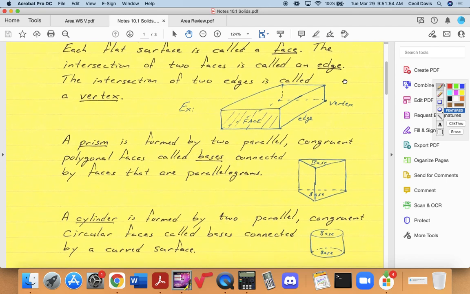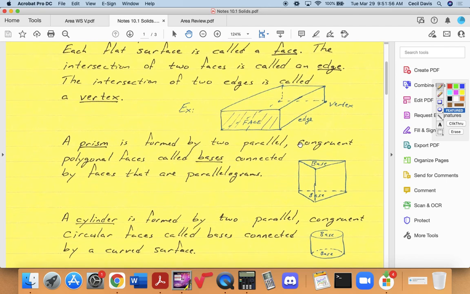So here's a picture of a pretty simple rectangular solid. Each of these rectangles is a face, right? You can touch that. You can put your hand along it. That's a face. Where two faces meet is an edge, and where two edges meet is a vertex. So face, edge, vertex. You need to know all those terms. Vertex is not really a new term for you. We've used that a lot this year.